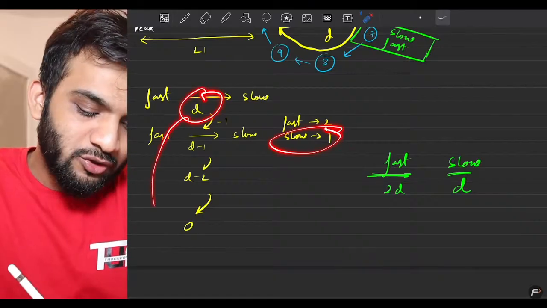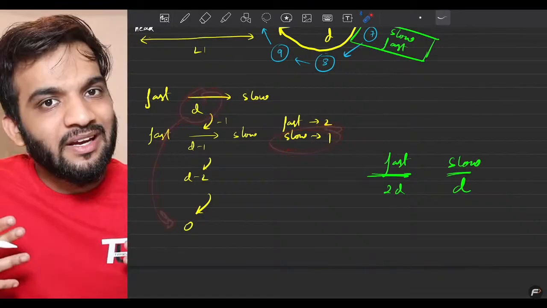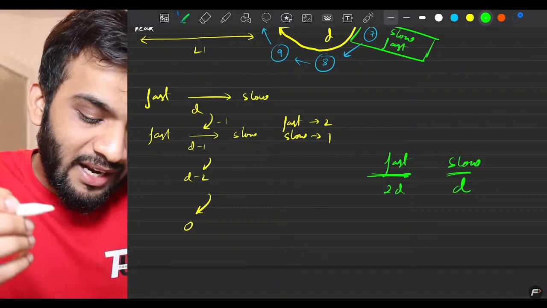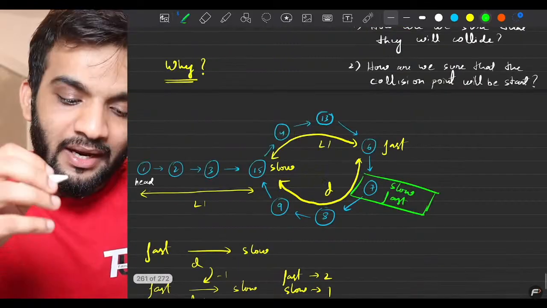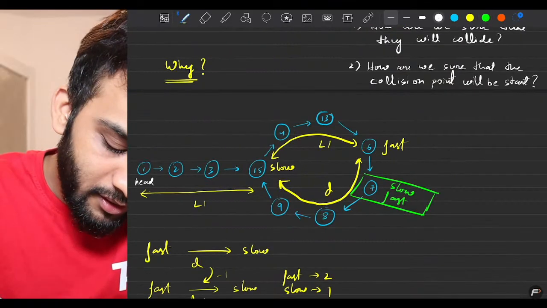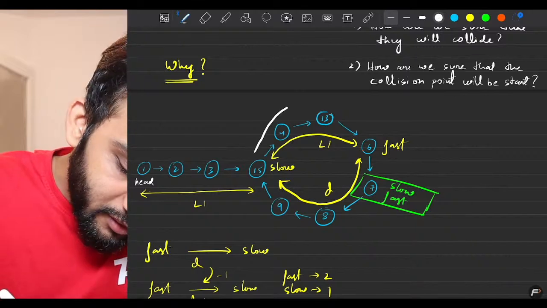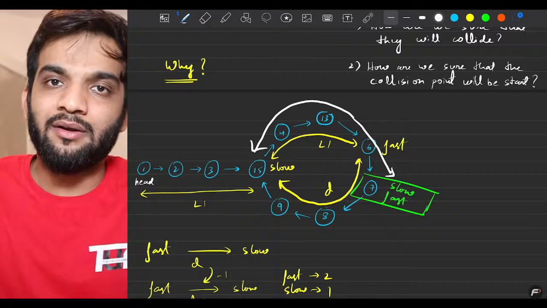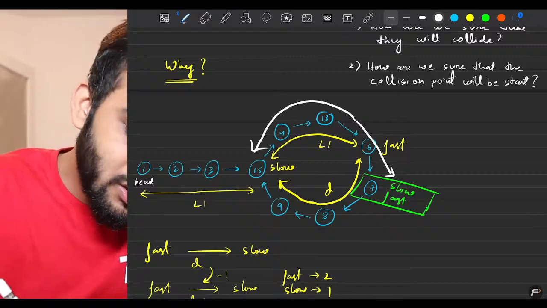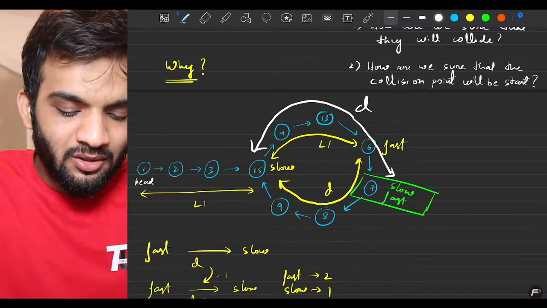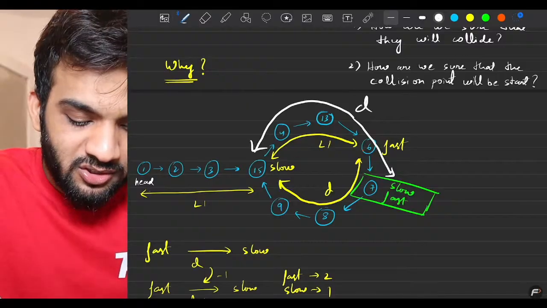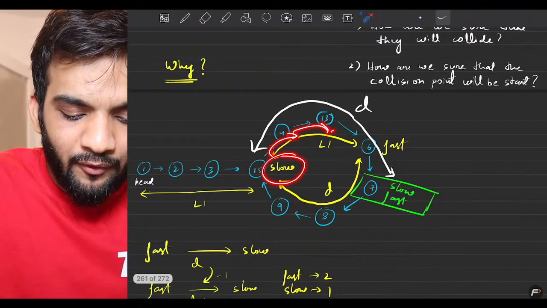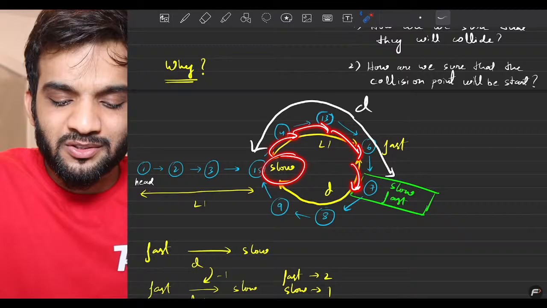So D to reduce to 0. So slow would have taken D steps. So can I now go back and say this? That hey, from here to the collision point, very important, from here to the collision point, the distance is D, because slow was moving away, D steps.